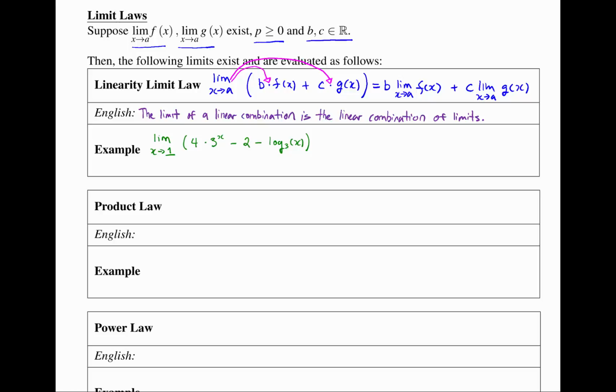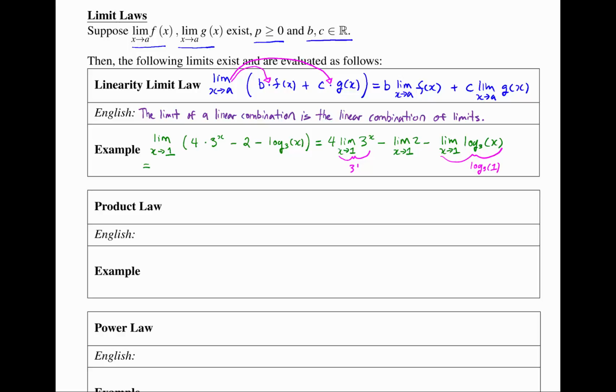Now there's a slight twist here because there are 3 terms and the linearity law is only for 2. However, you could apply it twice to handle 3 terms. So then by the linearity law, this limit is 4 times the limit as x goes to 1 of 3 to the x, and this basic limit is 3 to the 1, minus the limit as x goes to 1 of 2, which is just 2, minus the limit as x goes to 1 of log base 3 of x, which again is a basic limit, and it's found by evaluating log base 3 at a equals 1.